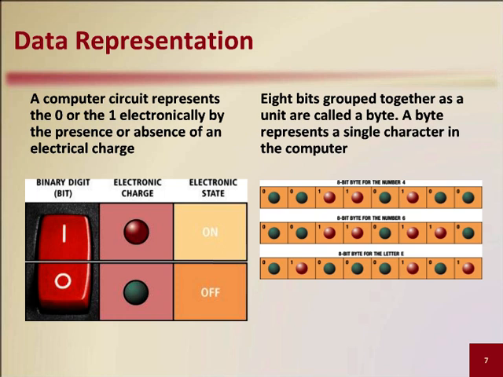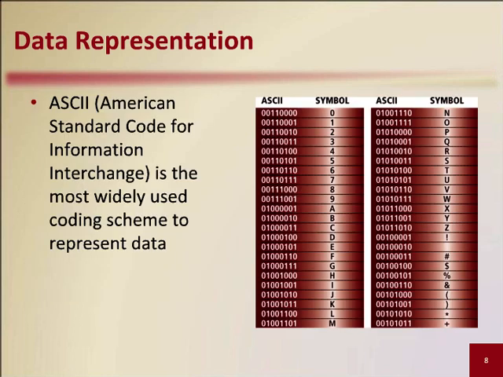A byte can represent numbers, uppercase and lowercase letters of the alphabet, punctuation marks, or others such as letters of the Greek alphabet. Coding schemes allow humans to interact with digital computers that process only bits. ASCII is an example of a coding scheme.